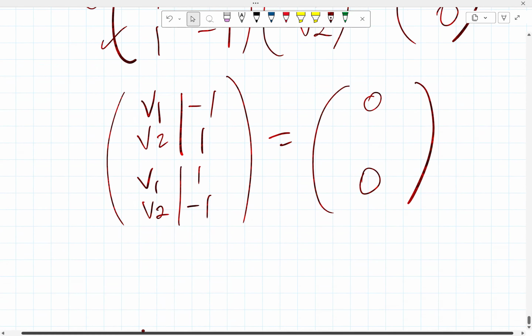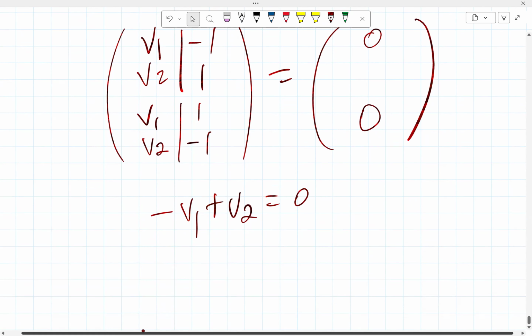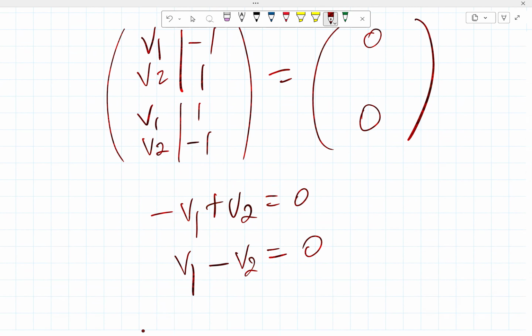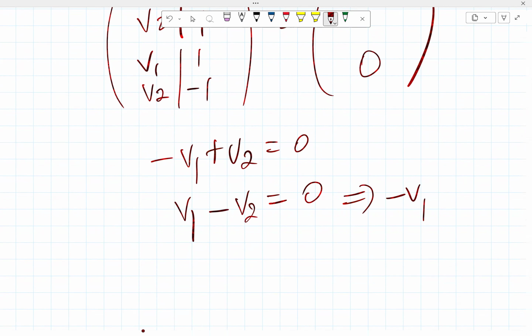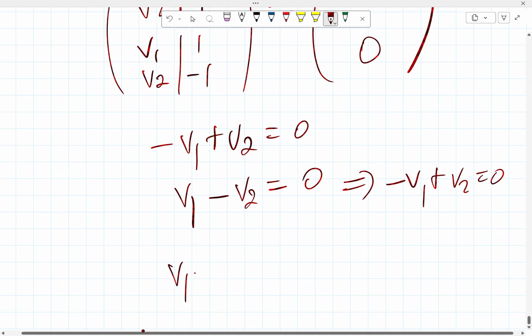So if you multiply out, you have minus v1 plus v2 equals 0. On the other hand, we also have v1 minus v2 equals 0. Anyhow you like it, the two equations are basically the same, because if you multiply one by minus 1, you get the other. So that simply tells us that v1 is equal to v2.